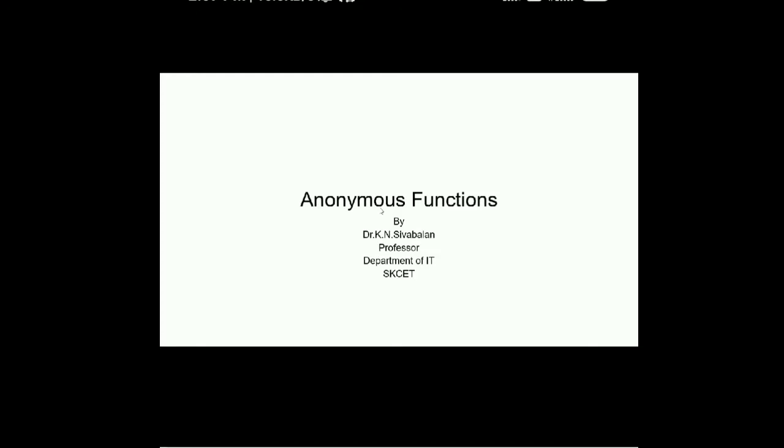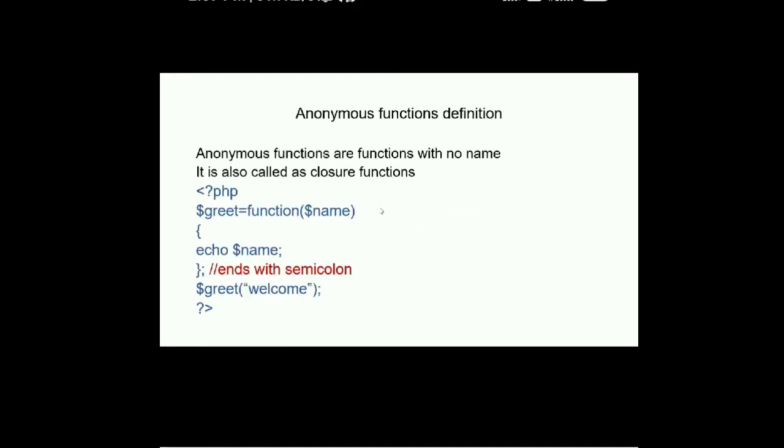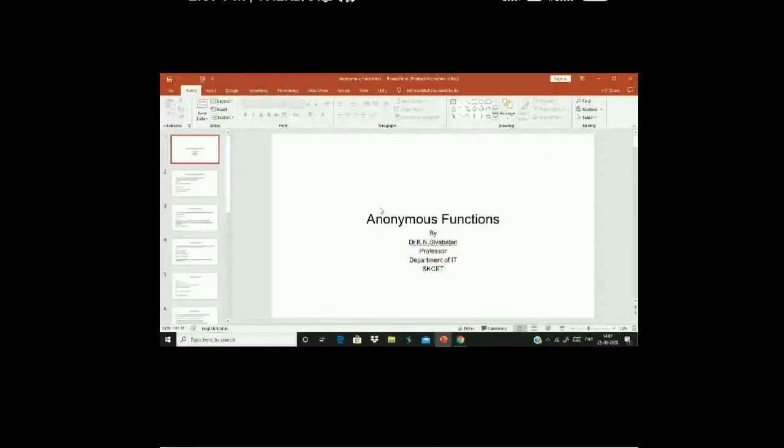So what is an anonymous function? In short, a function which doesn't have any name, we call that function an anonymous function. These are also called closure functions. Now, I will tell you how to write an anonymous function. I will first tell you the difference between a normal function and an anonymous function. Listen carefully. I will just write here.